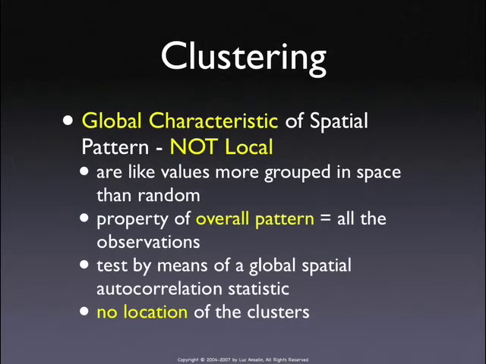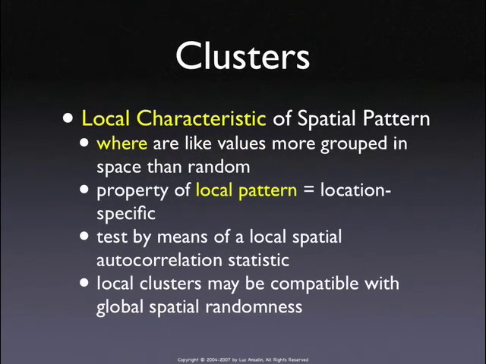But as we move to the second aspect, which we call clusters, which are the local characteristics of the pattern. And so where are there similar values that are more grouped than they would be randomly? And this is very interesting, because you could have a situation where the overall pattern is spatially random, in that there isn't sufficient evidence, given the whole map, to reject spatial randomness. But there are selected subparts in the map that are not behaving as they should spatially randomly.